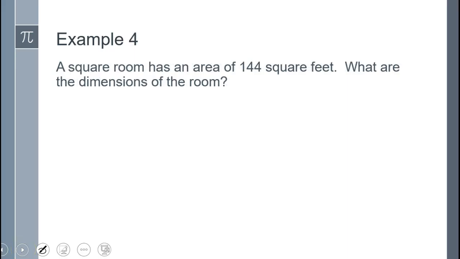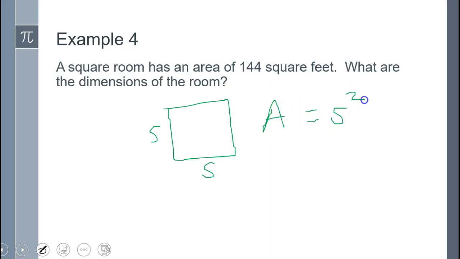So here's an area problem. You have a square room. Now a square is a rectangle with all the sides the same. And we usually label that S, but you can call it L or W or X or whatever you want. So you have S there and S there. And the area of this square would be S squared, which is just S times S. So what I know is 144 is S squared, and they want to know basically the length of the side of the square.